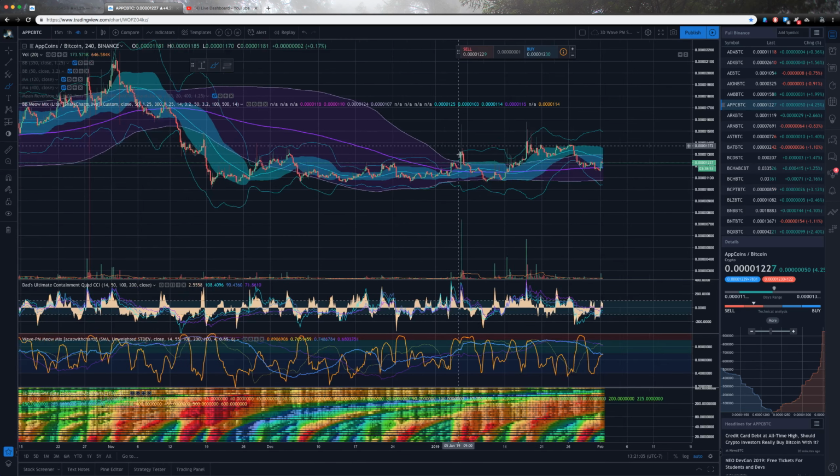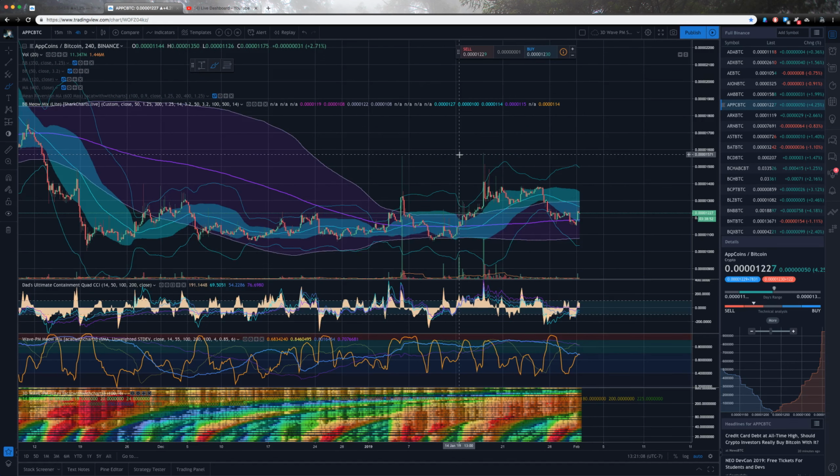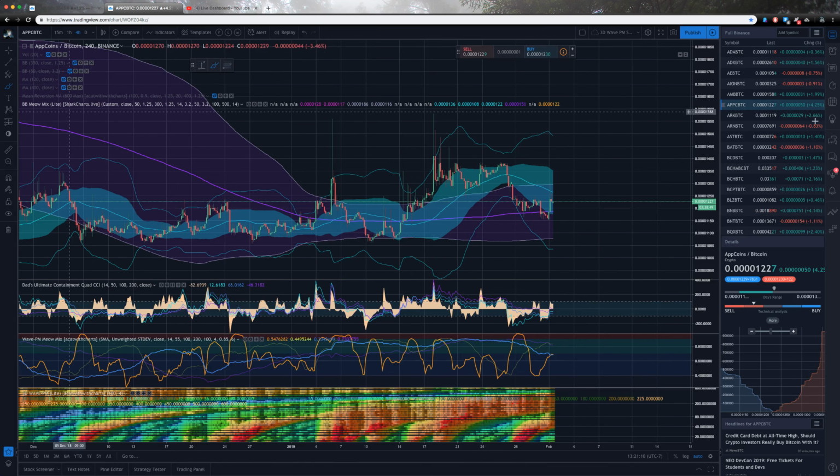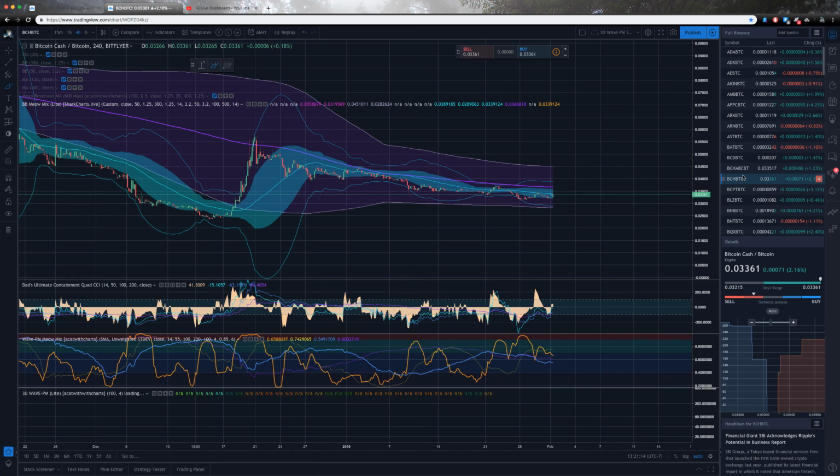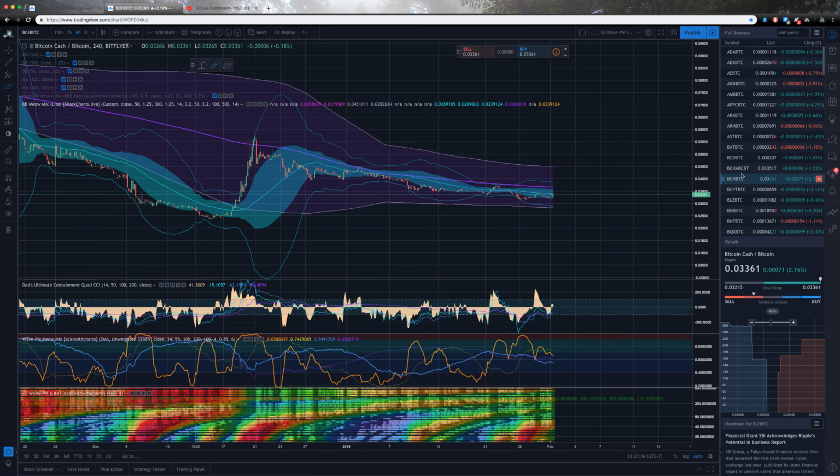Okay, this is pointless, right? Looking at volume on these low cap coins doesn't really do anything. Volume analysis is only really effective when you have volume. Can you imagine that?